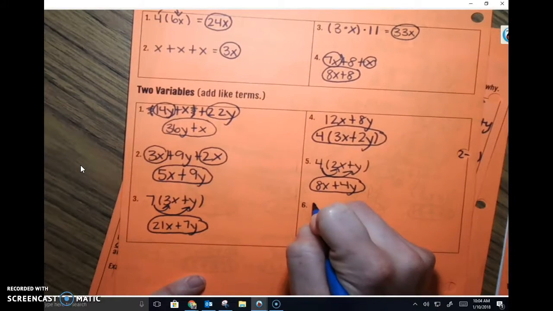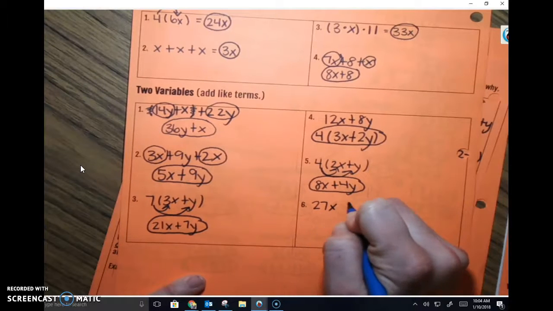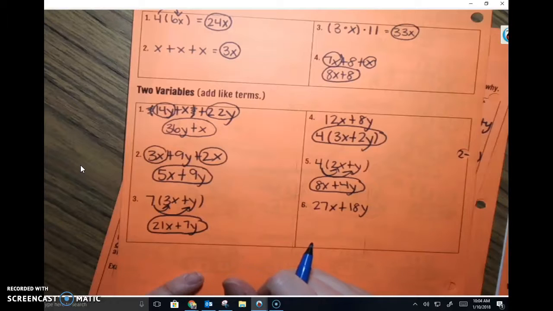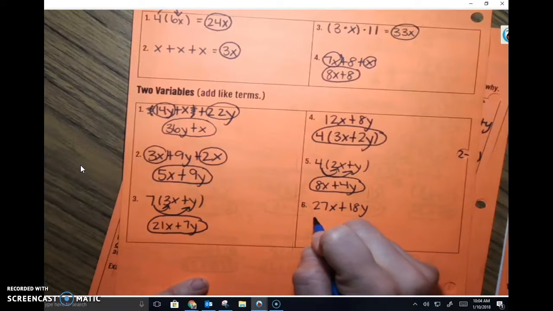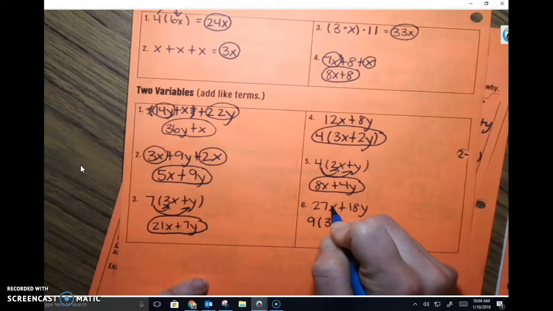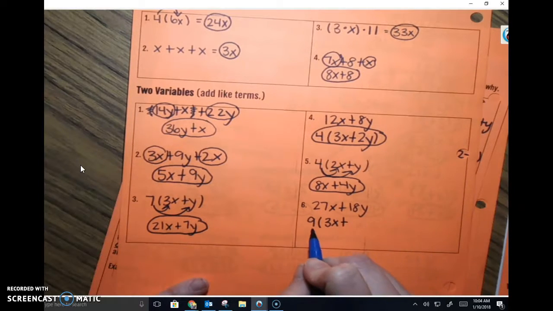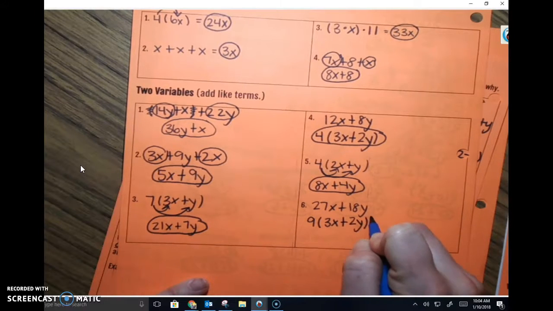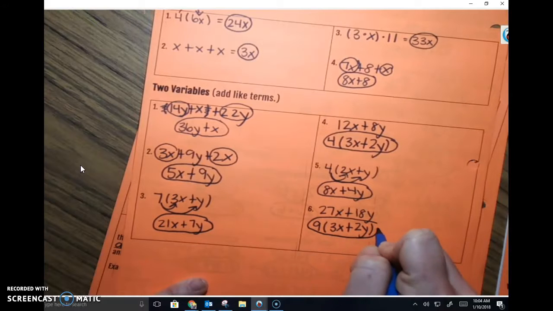Our last one is 27x plus 18y. Because if we look at 27 and 18, we see that there's a factor that can go into it. And we take that factor out. That factor is 9. Because 9 times 3 is 27. Remember your x. Plus 9 times 2 is 18. Remember your y. And that is how you do that.